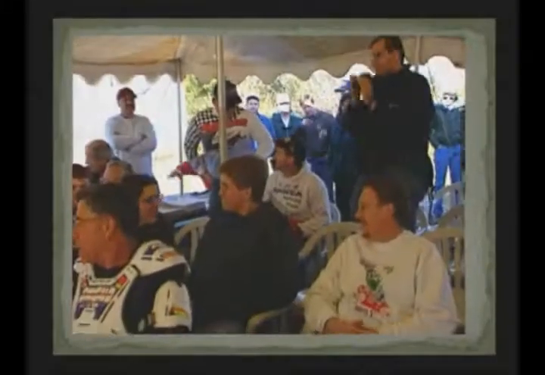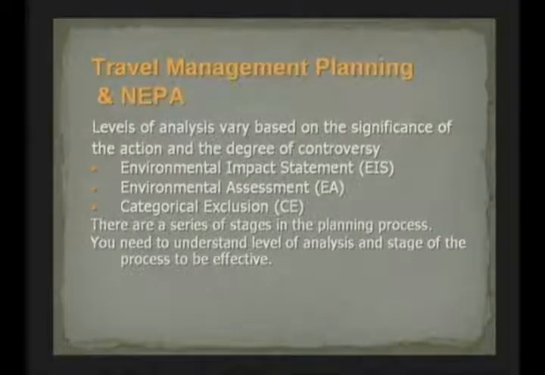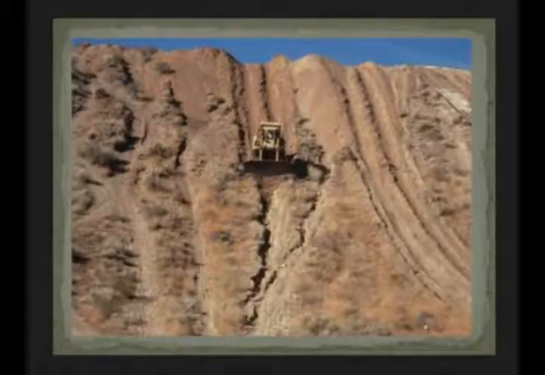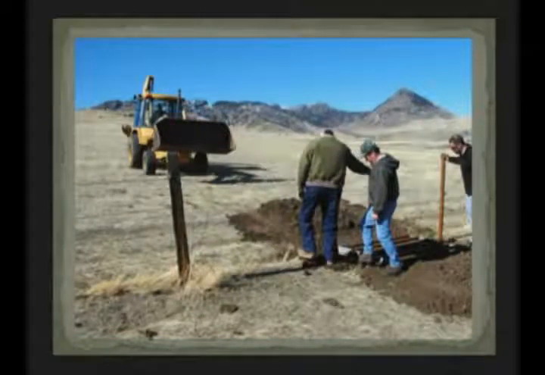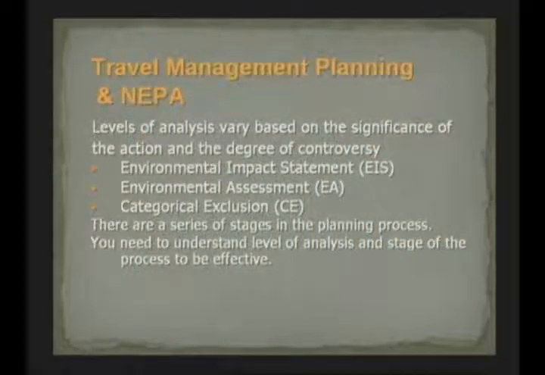As you begin to get involved in any NEPA process, there are several things you need to know. Levels of analysis vary based on the significance of the action and the degree of controversy. The most comprehensive and complicated document is the Environmental Impact Statement, or EIS. It's used for the more significant or controversial projects. Many times, OHV use is so controversial that an EIS is prepared.